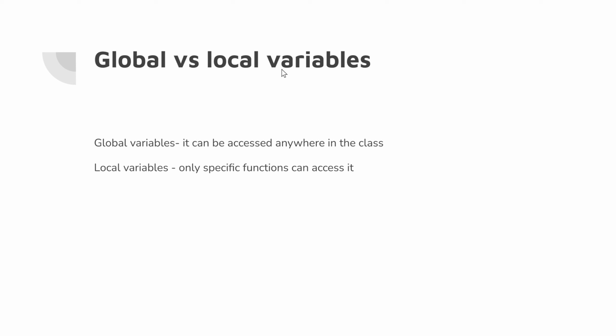Global versus local variables. Global variables can be accessed anywhere in the class. Local variables can only be accessed by specific functions.